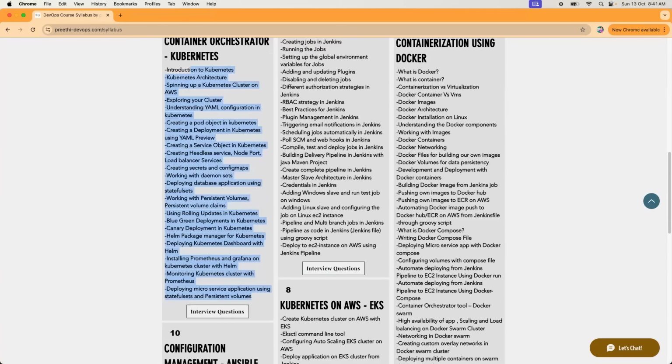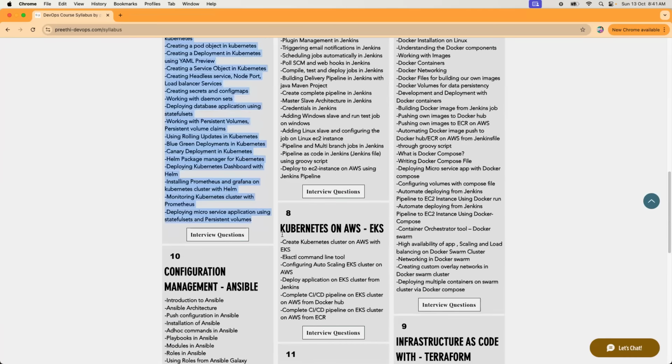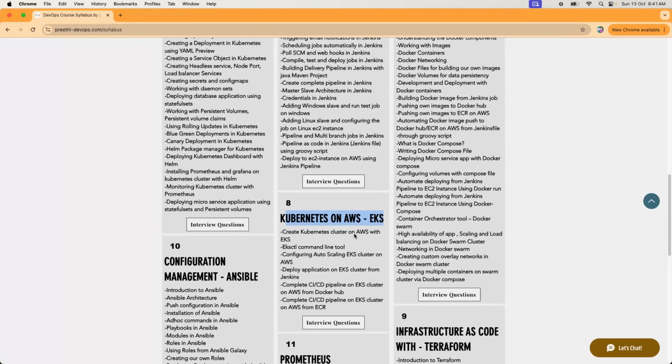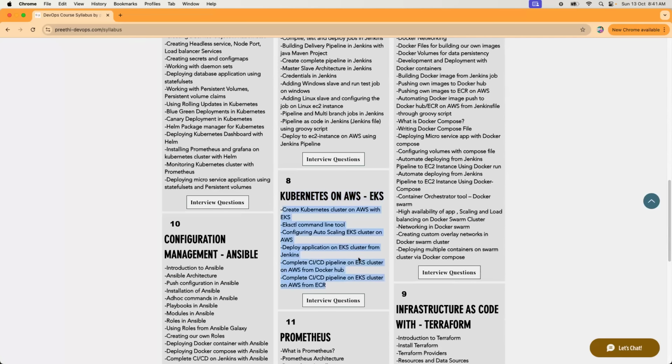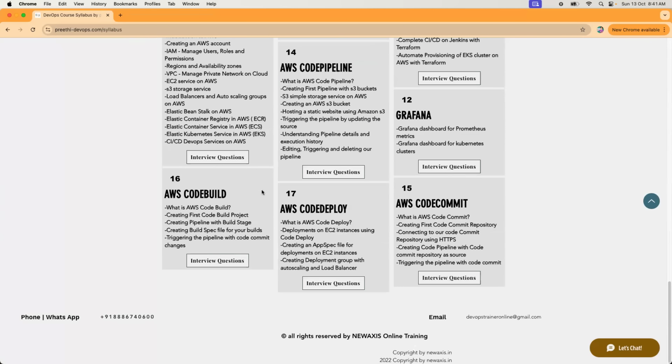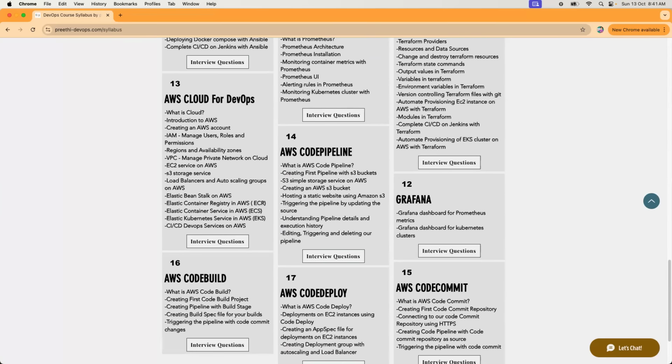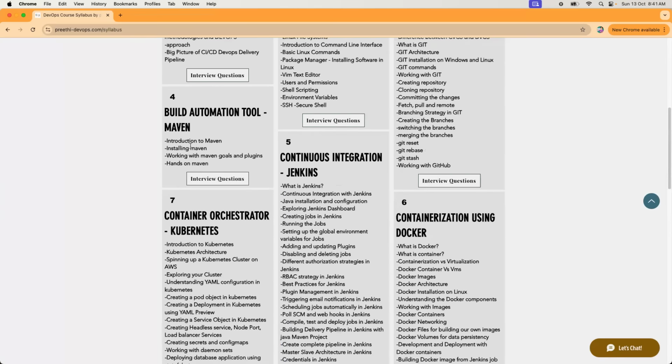And in particular for Kubernetes, you'll be getting an additional advantage of covering a managed service. EKS is a managed service which is used in real time. Almost 50% of the production clusters are EKS clusters. So I have included this managed service, which is far advanced, and a paid service on AWS. Here we'll be covering the advanced topics like auto scaling, CI/CD pipelines on EKS cluster, and so on. The same is the case with any tool. You can go through the content here, and particular AWS services are all listed here.